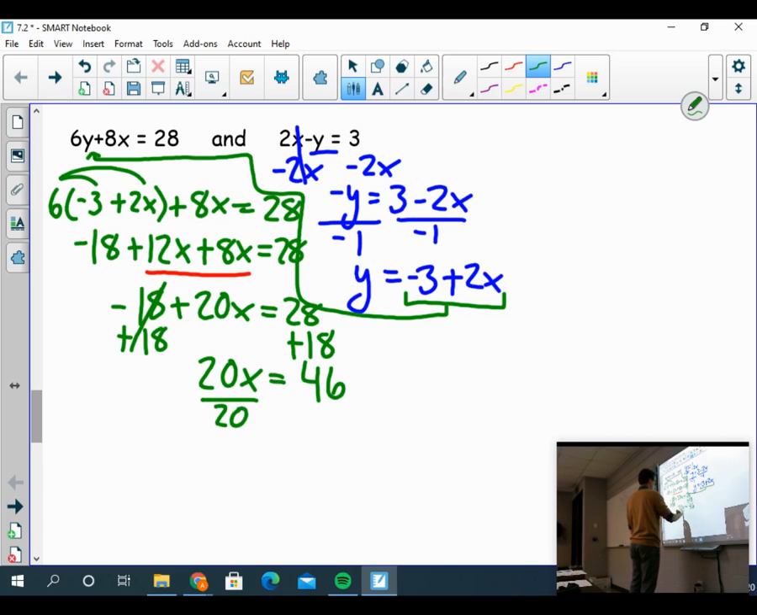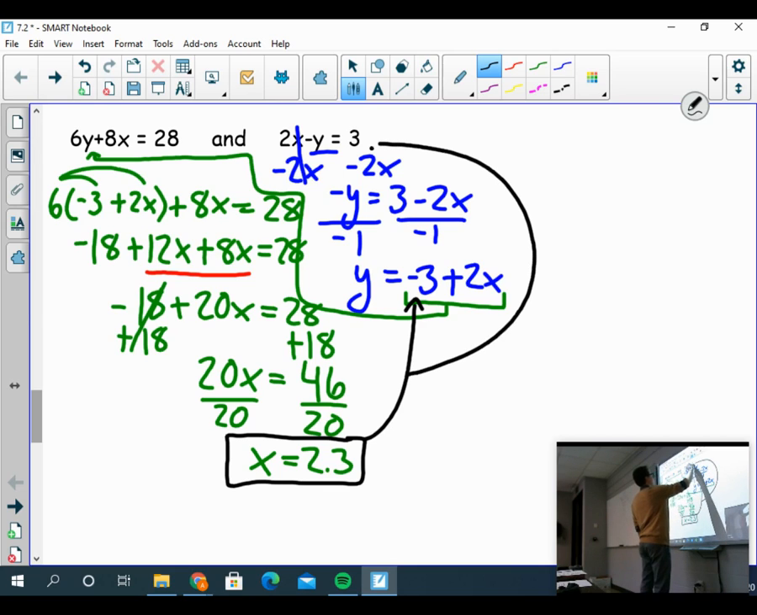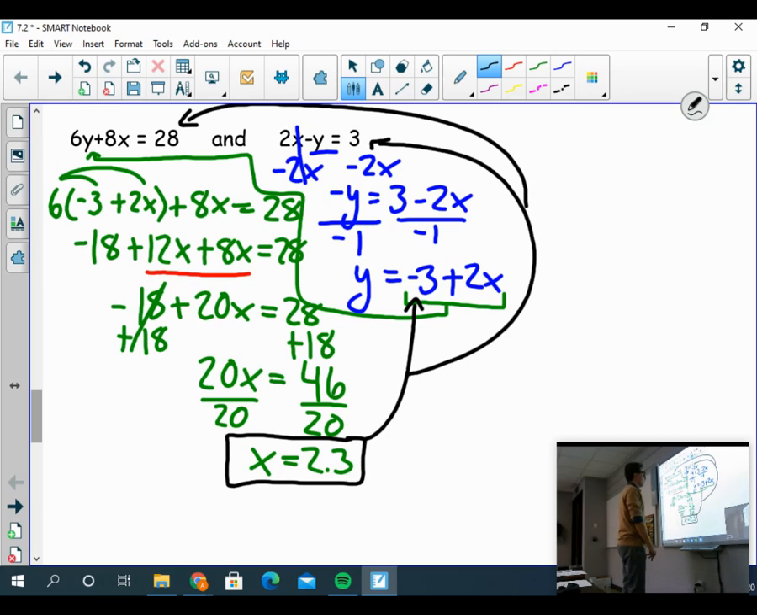Divide both sides by 20. And I get x equals 2.3. Again, here I have several different spots where I can plug my x value into. I can plug it in here. I can plug it in here. I can plug it in here. Okay? To me, the easiest is this one.